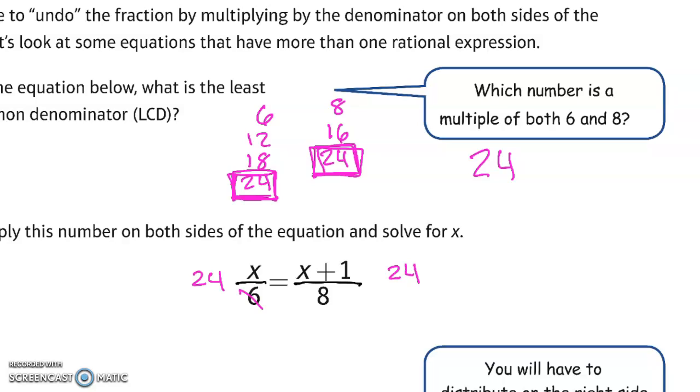When I do so, the 6 on the bottom is going to go away, and the 24 changes into something different. The 24 on the 6's side changes into a 4. On the 8's side, the 24 changes into a 3. Can you tell me why? Because 6 times 4 is 24, and 8 times 3 is 24. So 24 divided by 8 made this 3, and 24 divided by 6 made this 4. That's what we end up getting to multiply on each side.